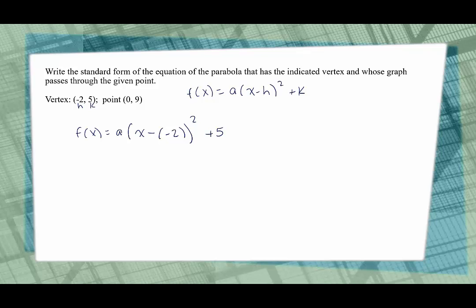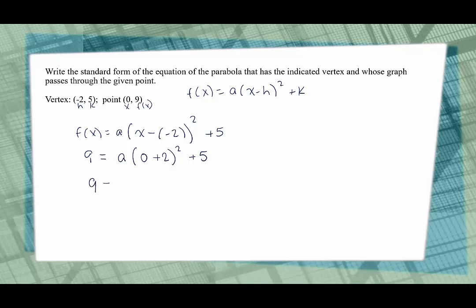But how are we going to use this? What do we do with this other point? Well, we're going to take the other point and we're going to plug it in for x and f of x. That way we only have one variable left in this equation, and that's that variable a. We can solve for a, and then we're going to have our entire formula for this particular equation. So f of x in this case for that random point is 9. We have 9 is equal to a times what's x? X is 0. Remember, I was going to write this as +2, minus negative is +2, squared, plus 5.